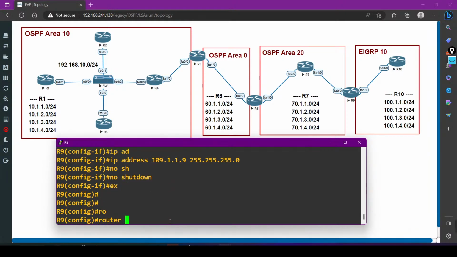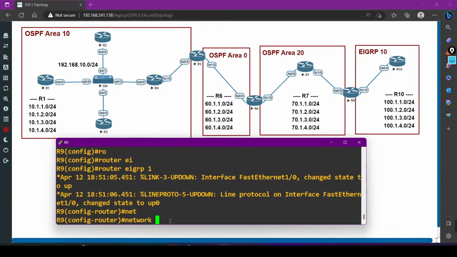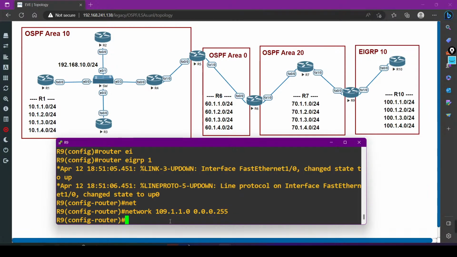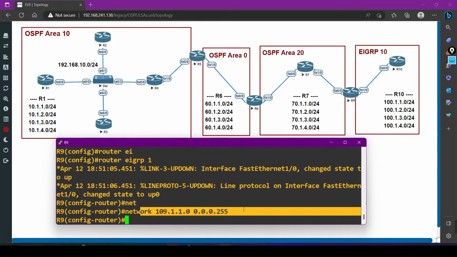And router EIGRP, AS number 10 and network. What network command will I run here? 109.1.1.0, 0.0.0.255. So I have advertised it in EIGRP. Yes or no? Yes sir. So tell me, does router 9 become an ASBR or not? Not yet, sir, until and unless you perform redistribution. According to OSPF, this router has only one interface in OSPF. Yes or no? This router doesn't have any knowledge about EIGRP till now.